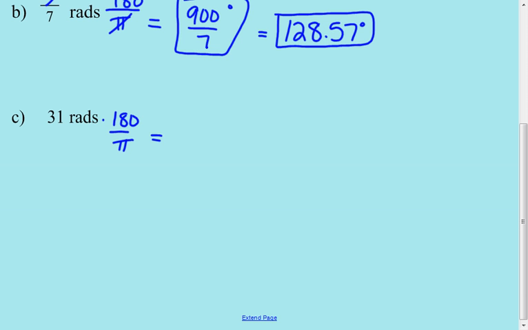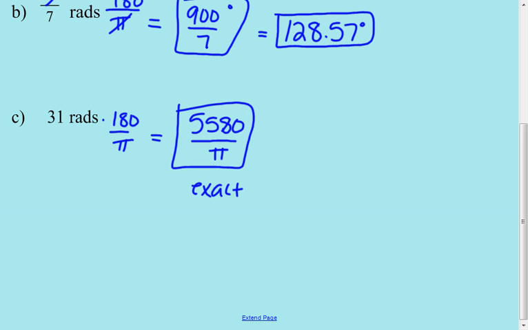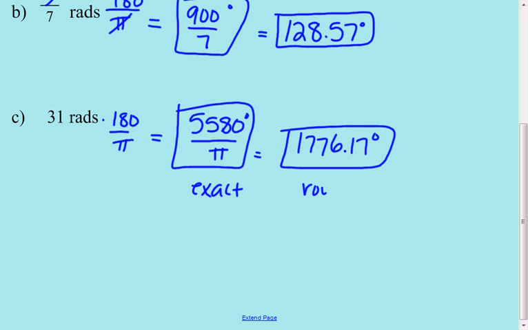When you take 31 times 180, you get 5,580 over pi, obviously. And again, this first answer is exact. Okay, and then if it wants it as a decimal, you can go ahead and take 5,580 divided by pi, and you should get 1,776.17 degrees. And I should label those. And this, of course, would be rounded. All right, and that should do it for this quick lesson.